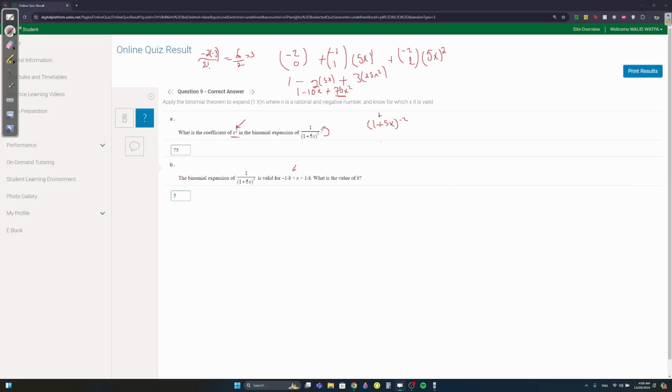This time my x is 5x. So instead of writing absolute value of x, I write absolute value of 5x less than 1. What do I do to get rid of the 5? Divide by 5, divide by 5. x less than 1 over 5. Absolute value, huh? What do you do if you have absolute value? You put it in between. So it goes like this: 1 over 5, minus 1 over 5. So what is k? k is 5.